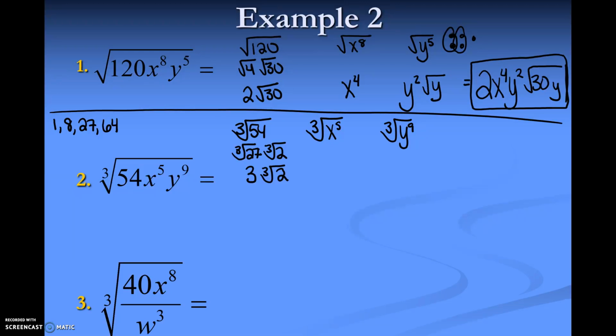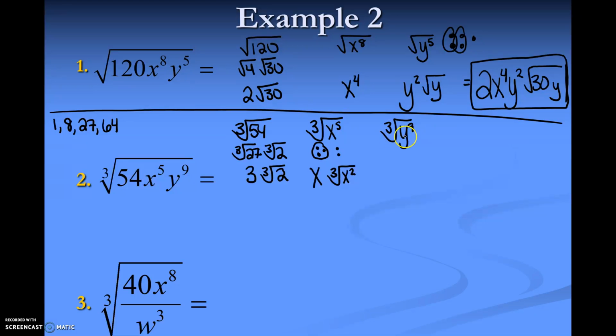Okay, now this is a little bit different for the x to the 5th because this time we're talking about the cube root. The cube root will cancel out x cubed. So we need to think about groups of 3. How many groups of 3 are there in 5? 1 group of 3. So 1 group gets to break out, and x squared is still stuck under the radical.